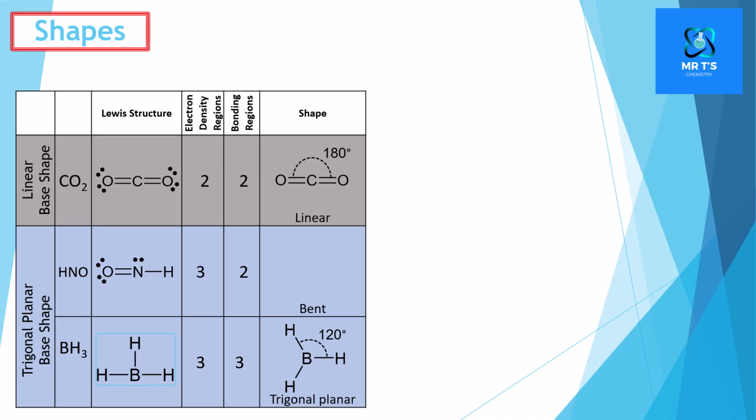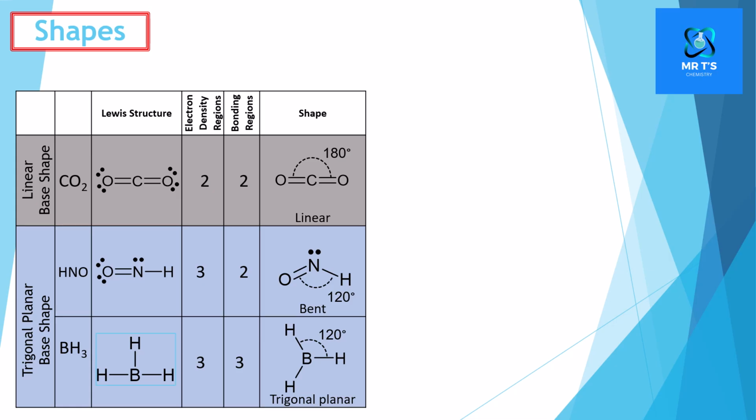Now, these are all regions of electrons, and they're counted as equal when they push against each other. So they produce a trigonal planar base shape, right? So that's the framework. But because there are 3 regions producing a trigonal planar base shape, but only 2 of them are bonding, the actual shape of the molecule represents a bent shape with a 120-degree angle.